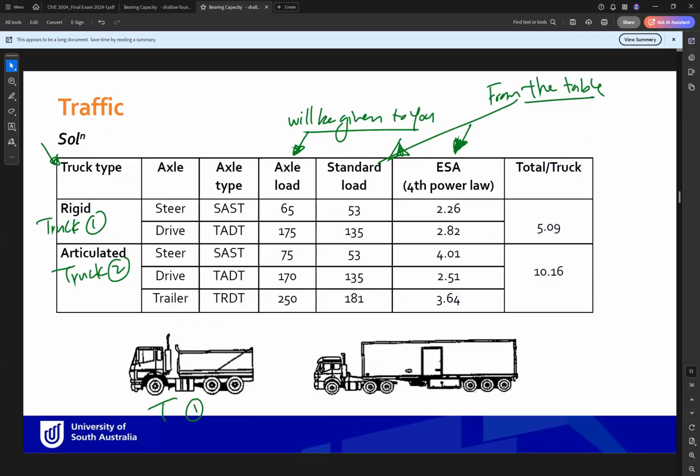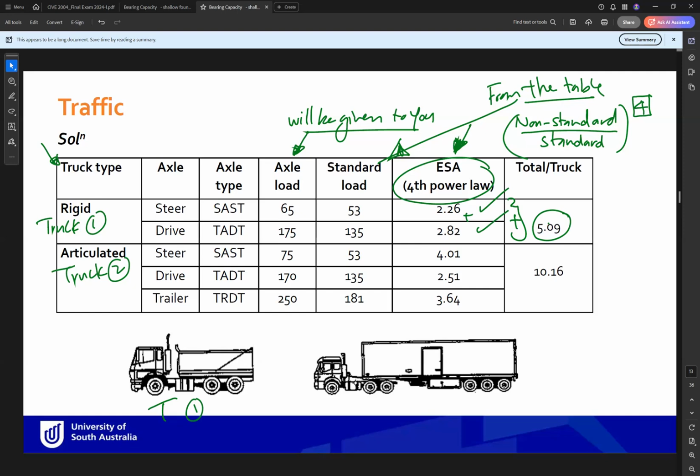So the third part here, ESA, will be the axle load, or the non-standard axle load, divided by the standard axle load, to the power 4. The main thing, don't forget the power 4. You will do this for each axle. So for the truck, how much is it? The summation of the axles. So if it's 2 axles, this 5.09 is 2.26 plus 2.82.